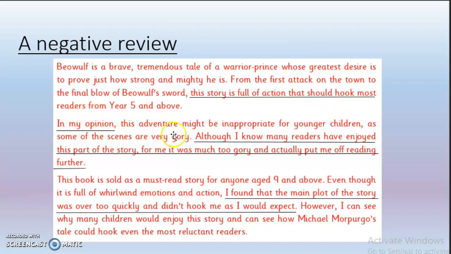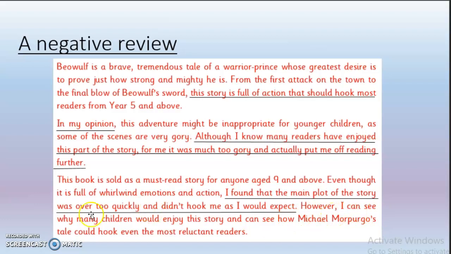In my opinion, this adventure might be inappropriate for younger children, as some of the scenes are very gory. Although I know many readers have enjoyed this part of the story, for me it was much too gory and actually put me off reading further. This book is sold as a must-read story for anyone aged 9 and above. Even though it is full of whirlwind emotions and actions, I found that the main plot of the story was over too quickly and didn't hook me as I would expect.